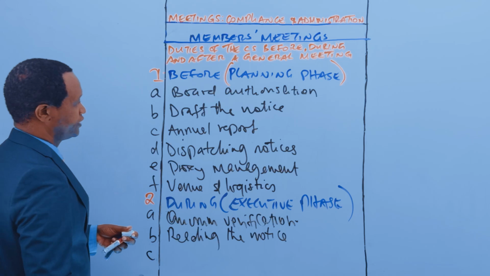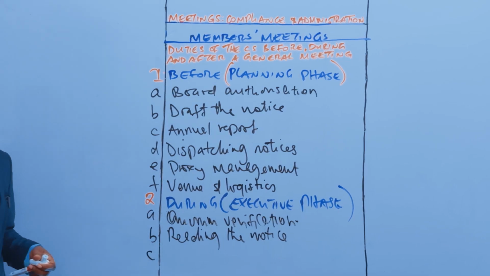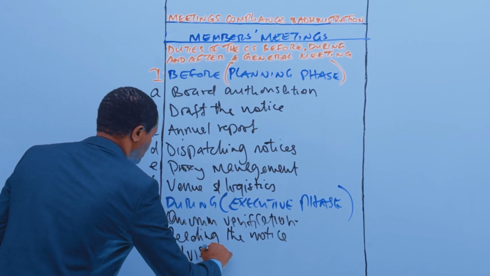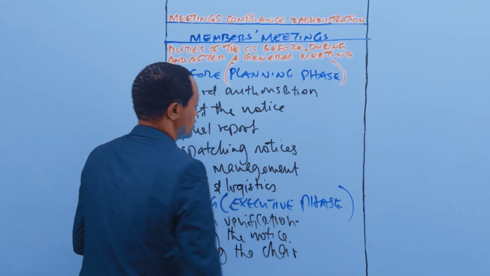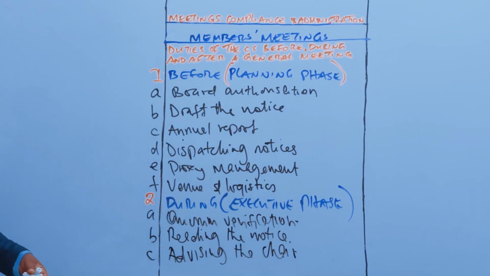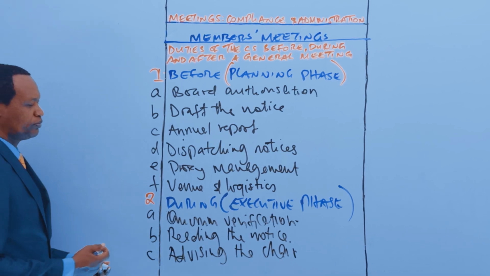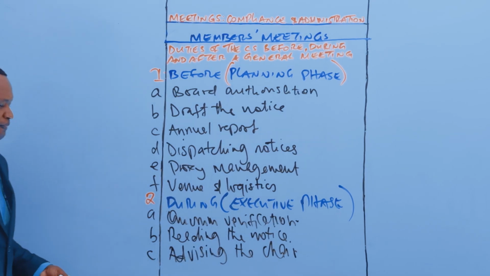Duty number 3 of the company secretary during the meeting is advising the chair. The company secretary has to provide real-time advice on the rules of order, such as how to handle amendments to resolutions or how to handle points of order. That can happen during the meeting.